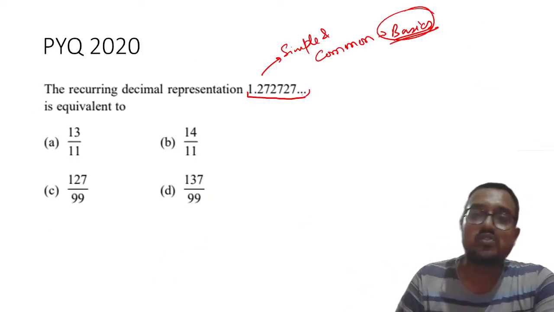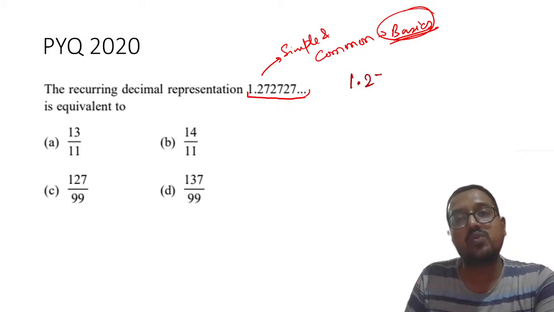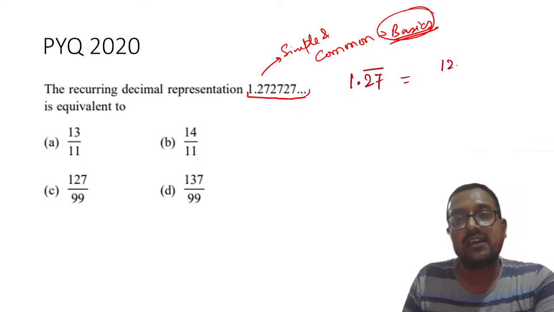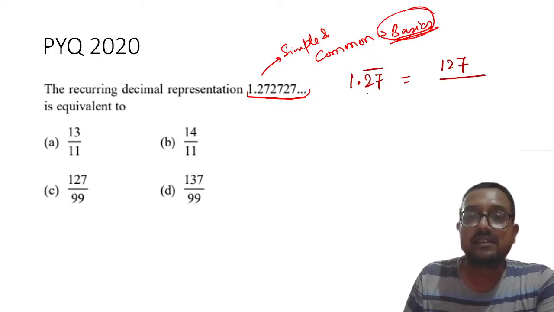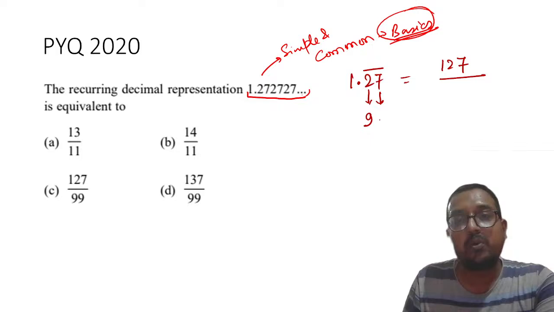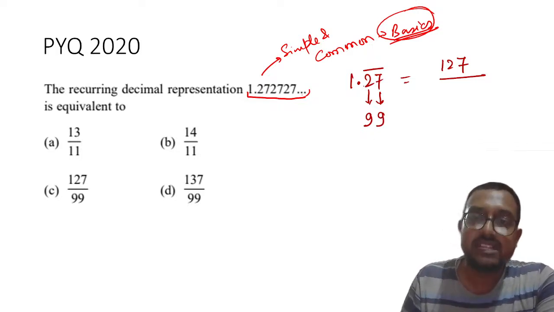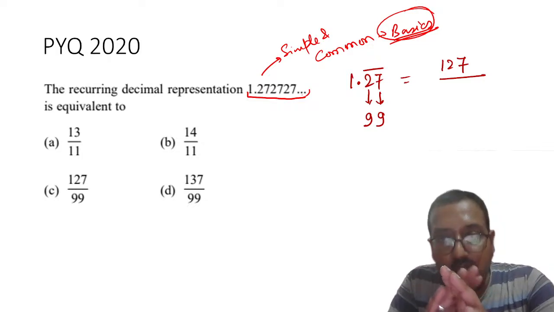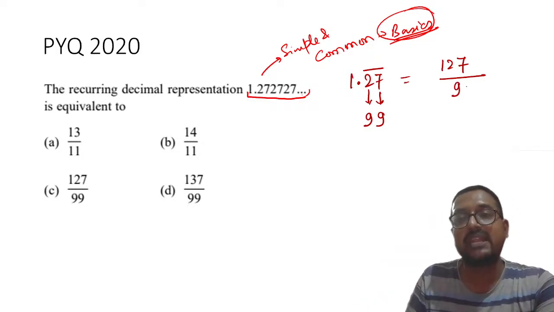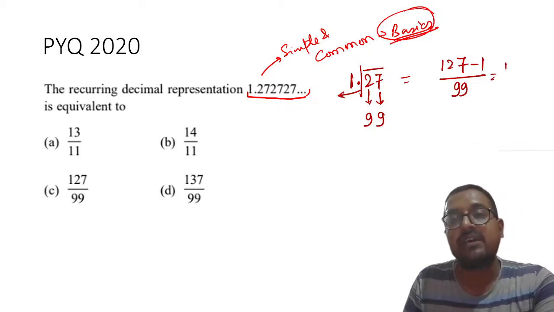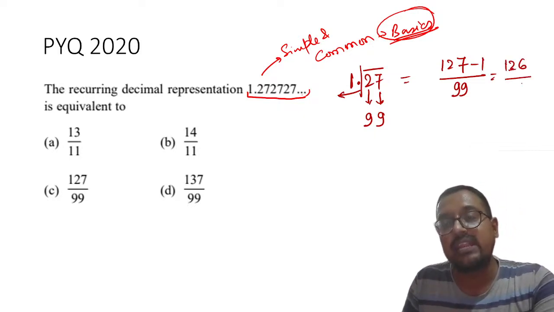Now let us try to solve this question: 1.27, where 27 is the recurring part. So what I should do, I should write the complete number as it is. Since there are two digits as recurring digits, I will put 9 for each of them. There is no non-recurring part after the decimal, so there will be no 0 at all, so this will become 99. And then there is 1 ahead of 27, so I will subtract 1. This will become 126 upon 99.